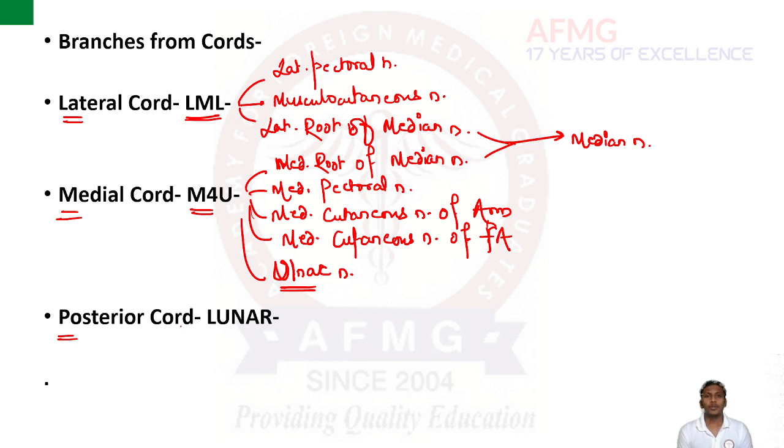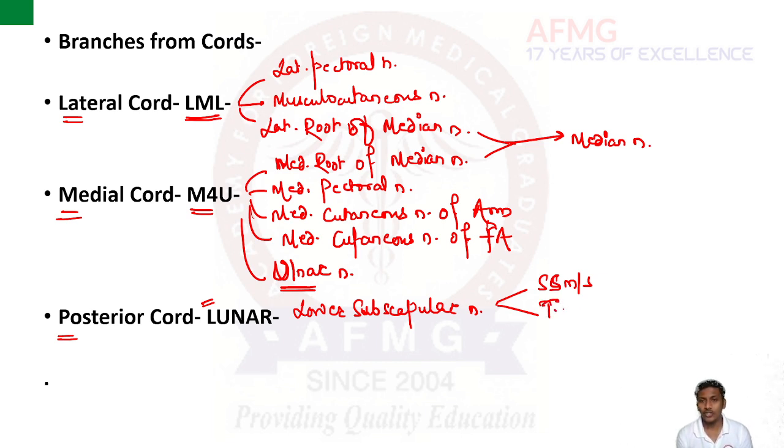Moving further, if I talk about the posterior cord now, in the posterior cord the mnemonic is LUNAR. Where L first of all goes for your lower subscapular nerve. Now please remember, the lower subscapular nerve usually is responsible for innervating the lower part of your subscapular muscle, whereas it also innervates your teres major muscle.